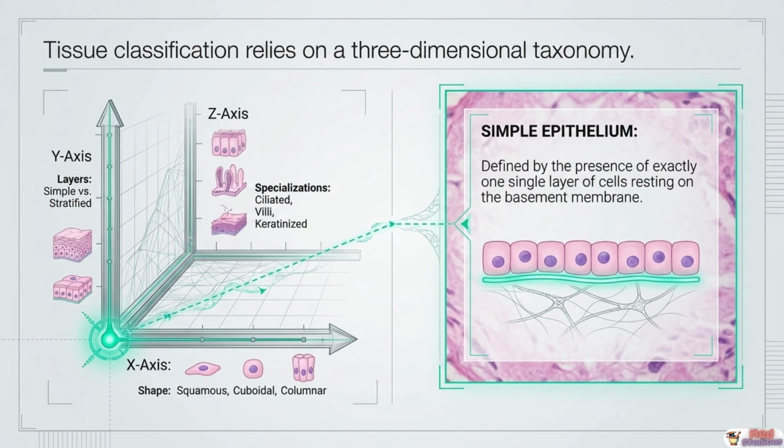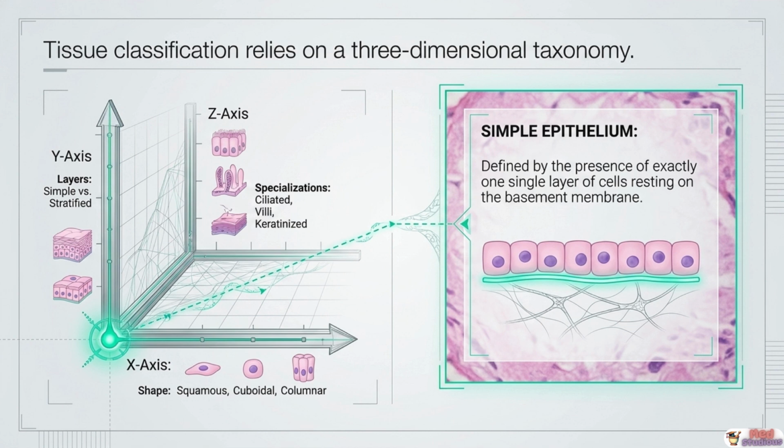Before we can name and categorize different types of simple epithelium, we need to understand the classification system itself, and it operates in 3 dimensions. The first dimension, the y-axis, tells us about layers. How many layers of cells are present? If there is only one single layer of cells, all resting directly on the basement membrane, that is simple epithelium.